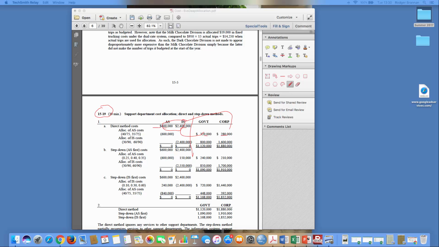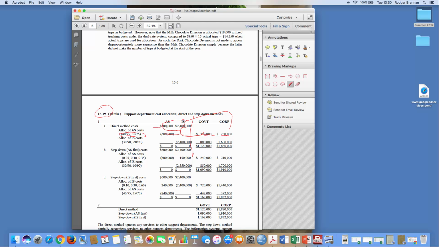Well, first is the direct method, and the direct method is fairly straightforward. And that is, I'm going to take, for example, all of AS, that is administrative services. I'm going to take that $600,000 and take it directly to the 2 productive departments. I'm not going to allocate any of it to the information services. Hence the term direct. I take it directly to that. And I'm going to use it based on the proportions.